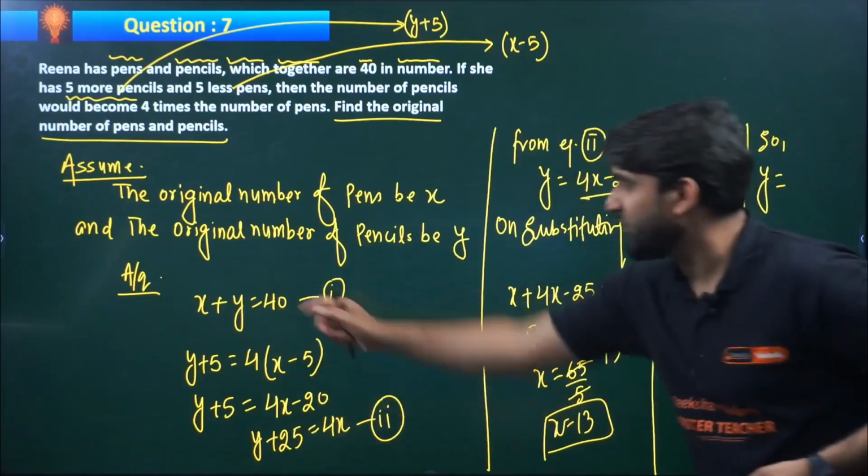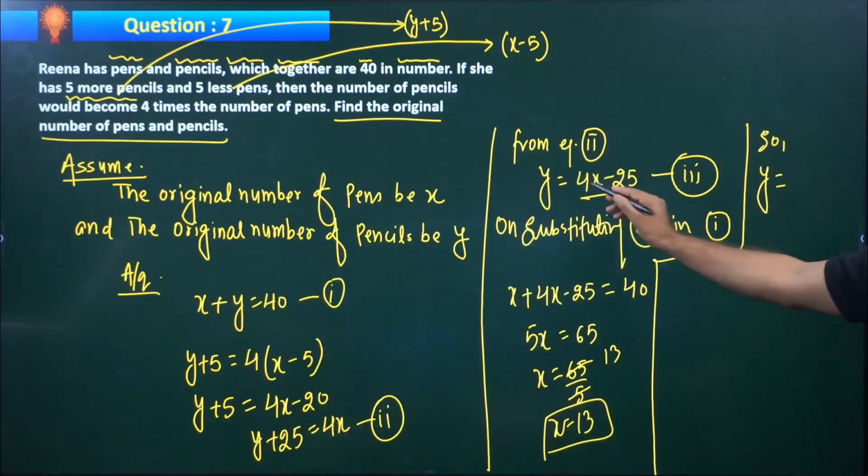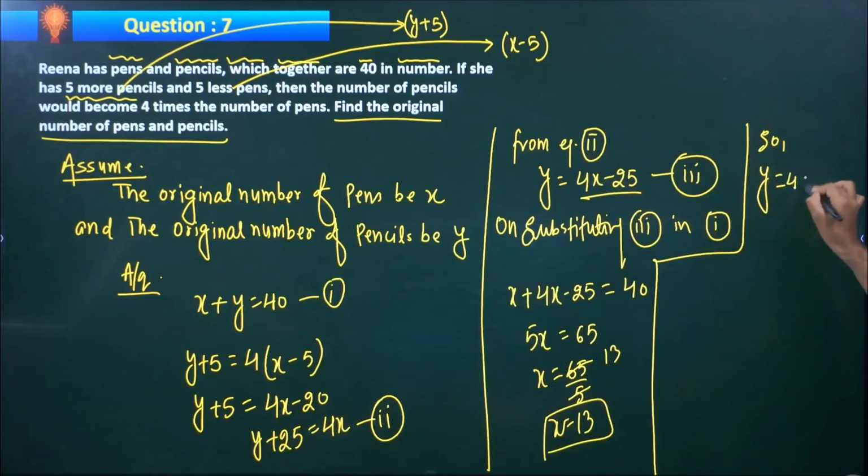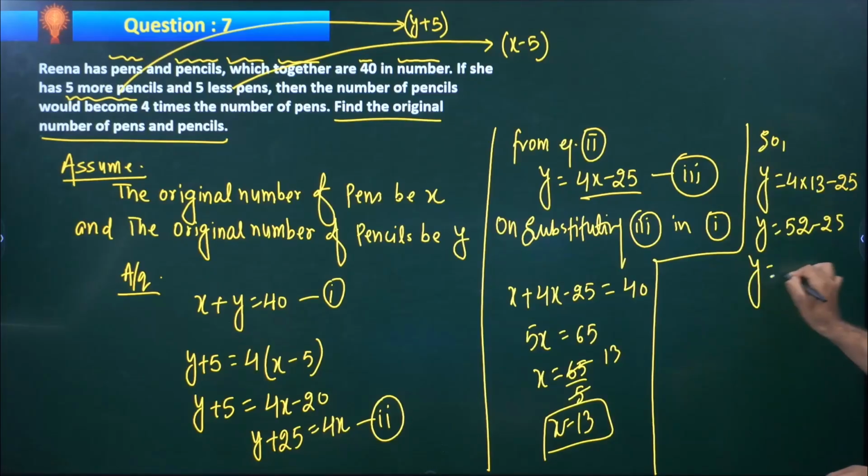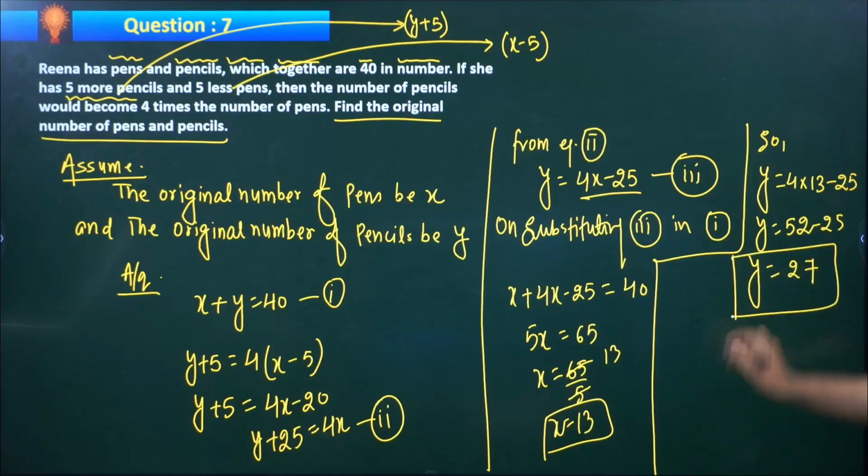x plus y is 40. So y is equal to, or we can put here also. So 4 into x we have is 13. 4 times 13 minus 25. So this is 52 minus 25. So y will be equal to 27. So x is 13 and y is 27 we have.